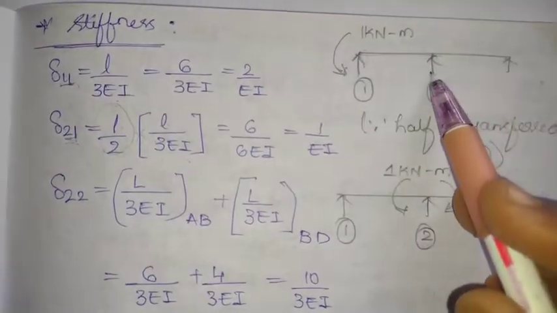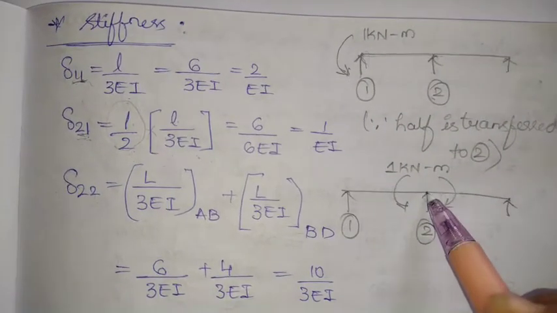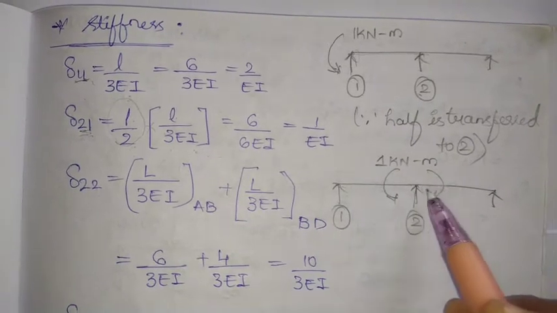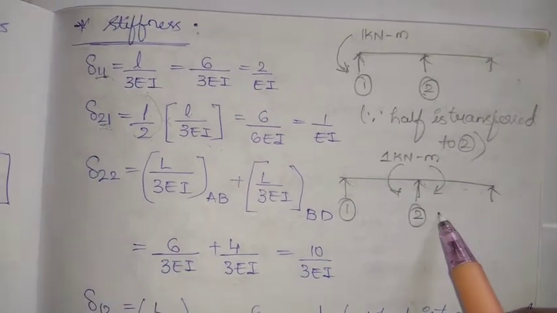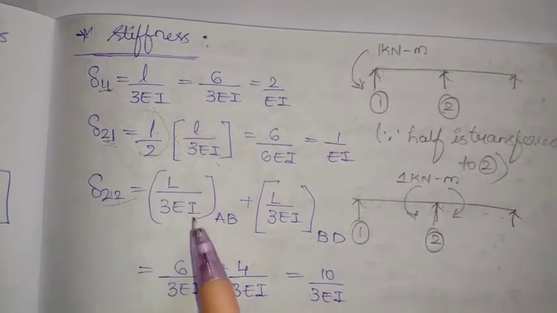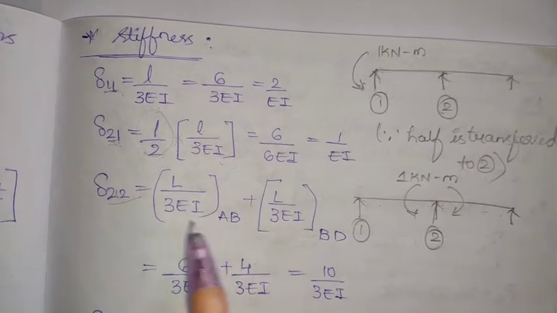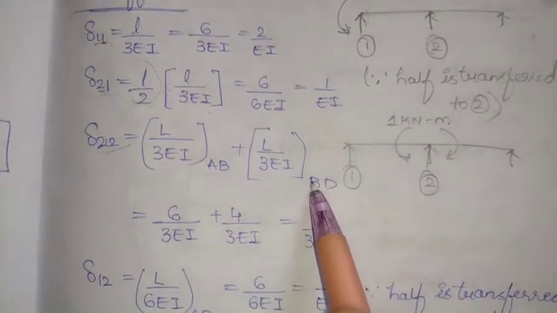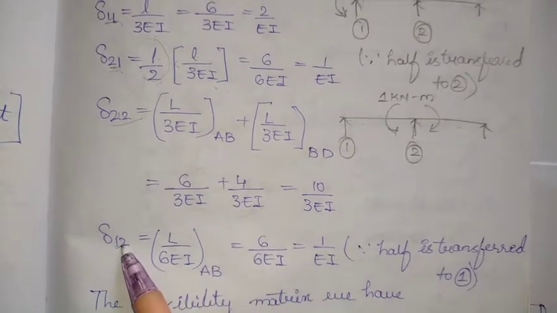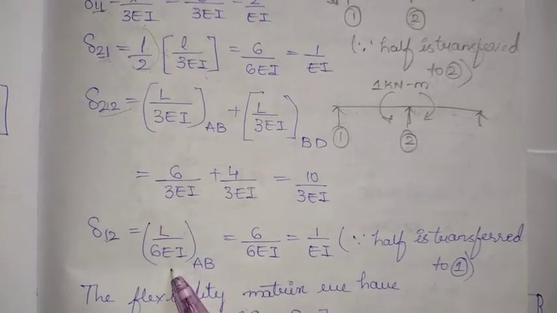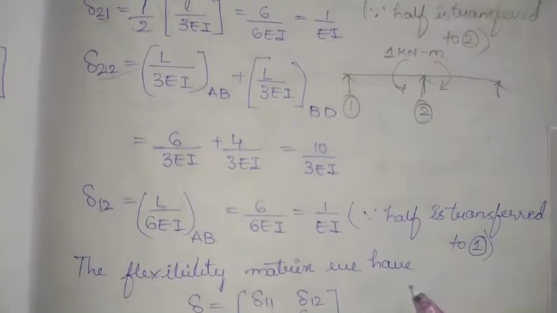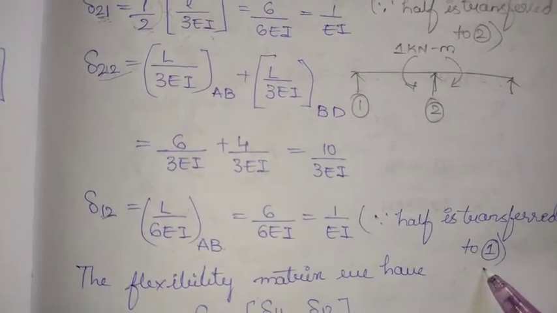But when we are taking delta 22, this is the center one, so we have to consider both. To this support both the AB span and the BD span are connected. So we will be taking both, L by 3EI of each. As it is in between AB and BD, we will take both spans. Next, when we are taking delta 12, both are different, so the carryover factor will come. So it is L by 6EI of span AB, because delta 12 is in the AB span only. That is half is transferred to 1.